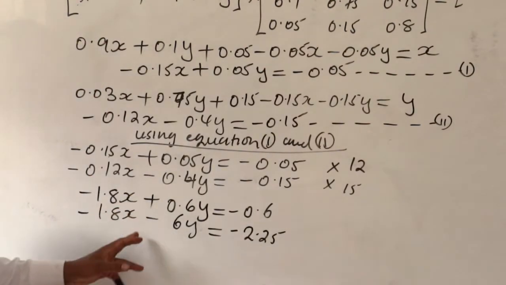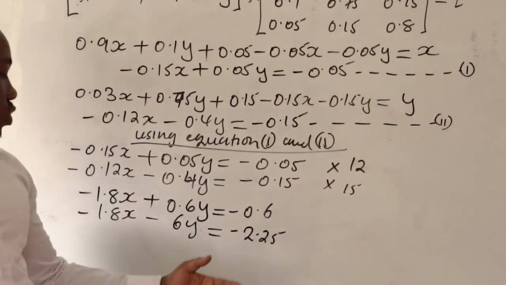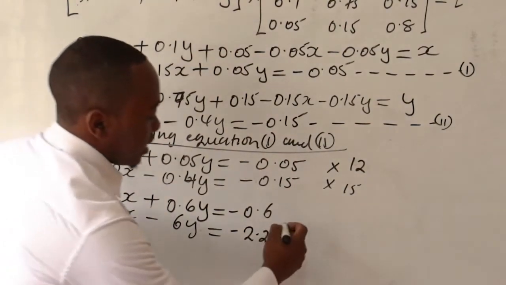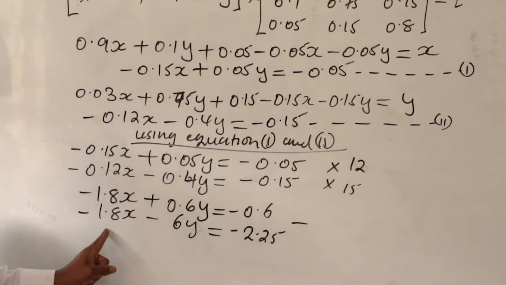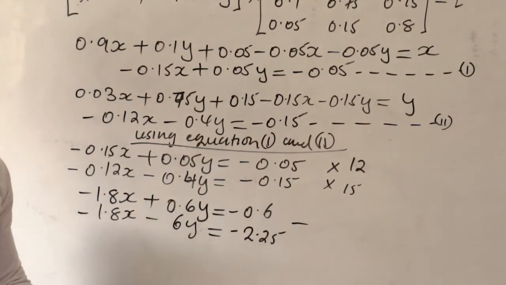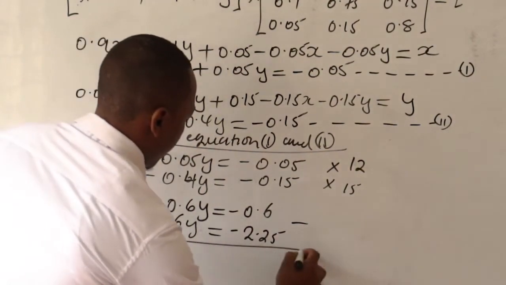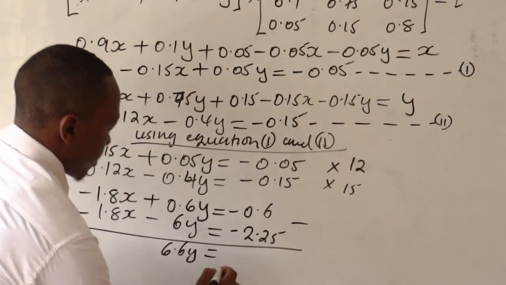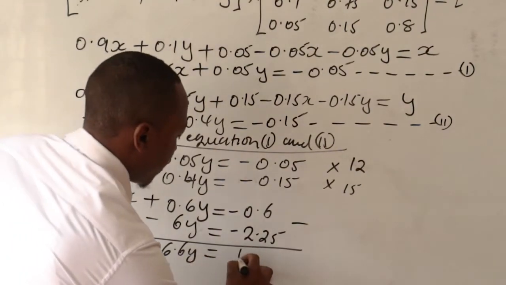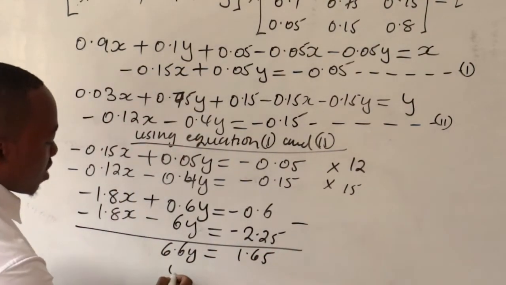And then we want to eliminate x. So should we minus or should we add? In this case, you minus, so that negative 1.8 minus becomes a positive, and it will be eliminated. So what do we have there? In that case, you have 6.6y is equal to 1.65. And that gives you a y.